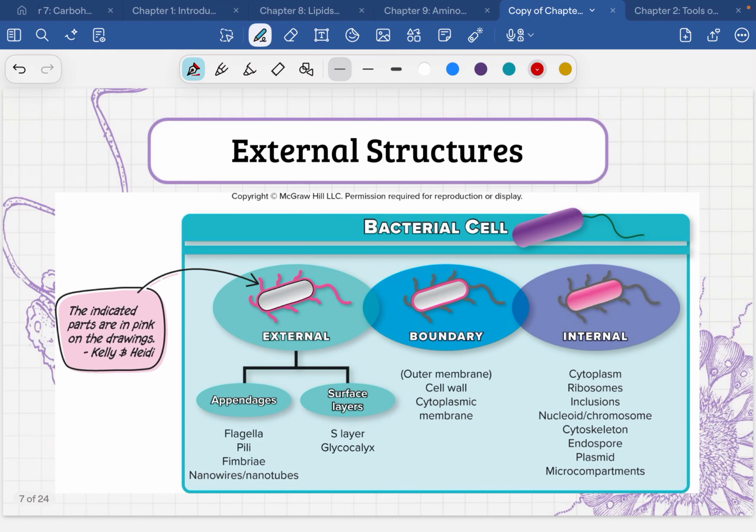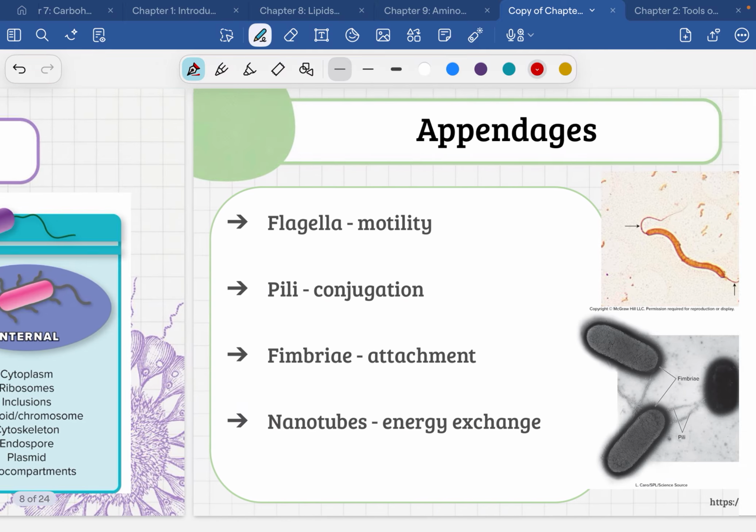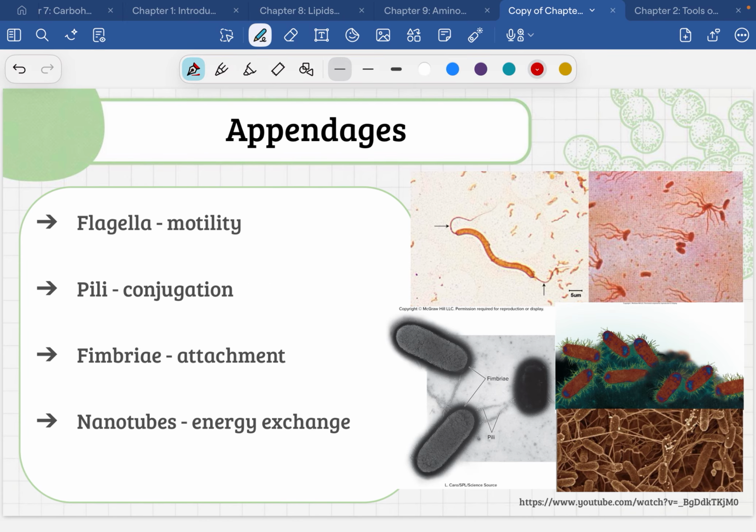All right, so we are going to talk about each of these structures, and we're going to talk about them from the outside in. So we're going to start talking about the external structures, the boundary structures, which are the ones that separate the inside from the outside, and then the internal. Okay, so we're going to start by talking about external structures. And external structures are things on the outside of a cell. So things like appendages, like flagella, things like that, and surface layers. Okay. So appendages. Appendages, again, are external structure.